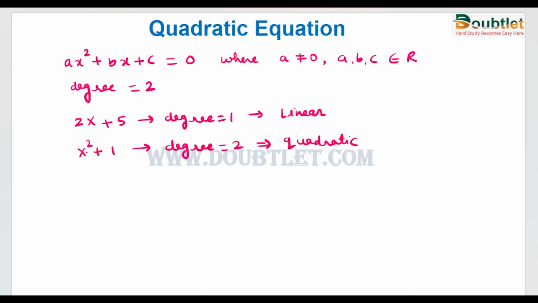So this is clear. Now if we have to write this equation in the factored form of linear factors, we can write this as a multiplied by x minus alpha and x minus beta, where x is the variable and alpha and beta are the roots of the equation. We can call them the roots of the equation.